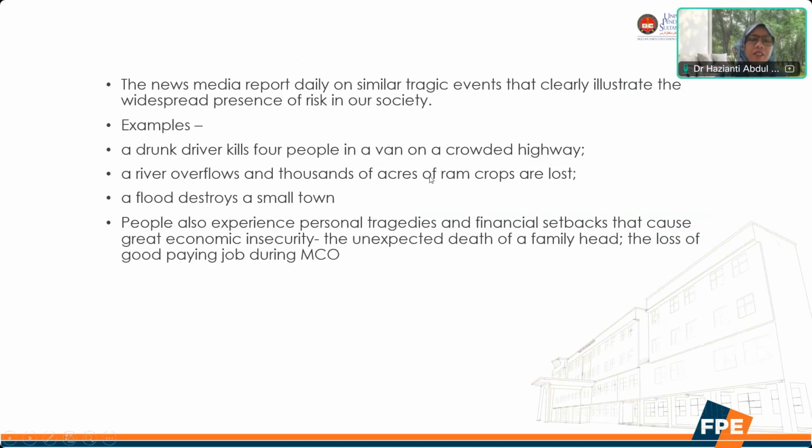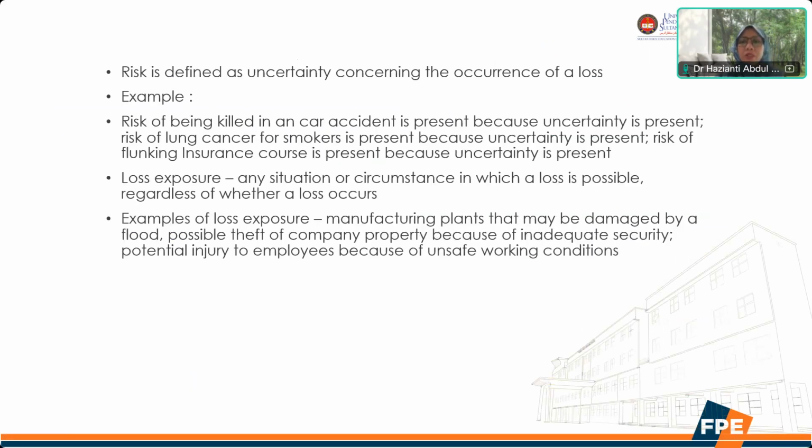So not only that, the news media report daily similar tragic events. For example, a drunk driver kills 4 people in a van on a crowded highway, a truck driver, a trailer driver, and a flood destroys a small town. And people also experience personal tragedies and financial setbacks that cause great economic insecurity. For example, the unexpected death of a family head, the loss of a good paying job during our recent MCO 3 years back. All right, so what is risk actually?